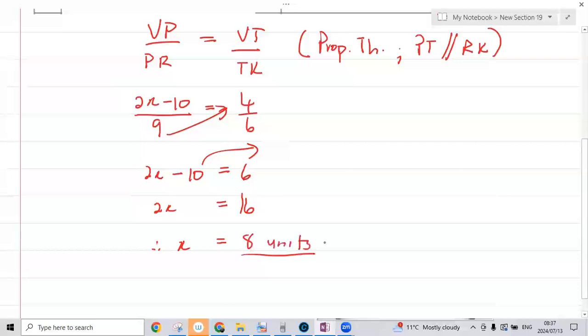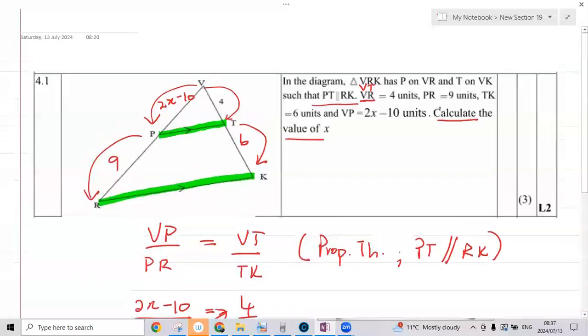And X is equal to 8. So does that answer the question? Let's go back here. Calculate the value of X. X is equal to 8 units. Now, if you want to check your answer, you can substitute X equals 8 here.